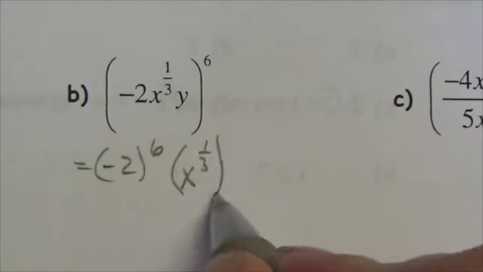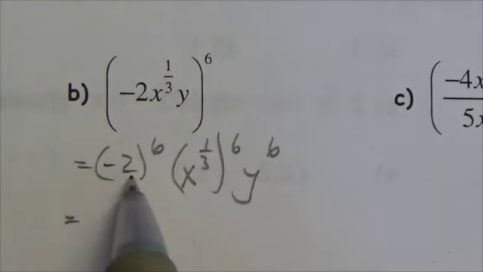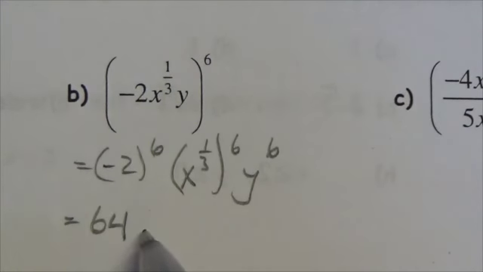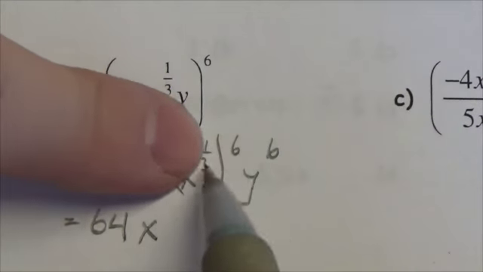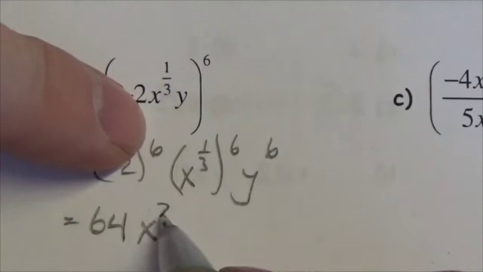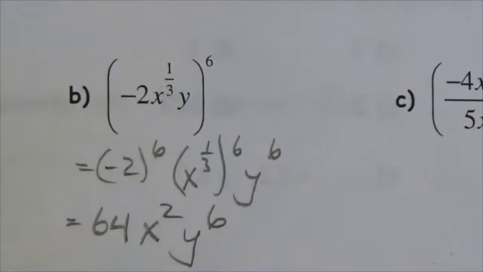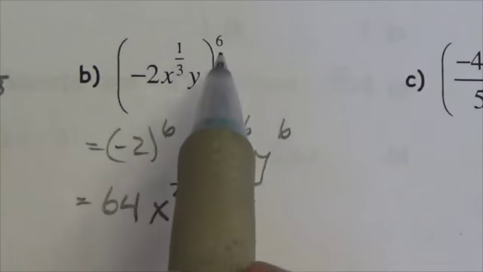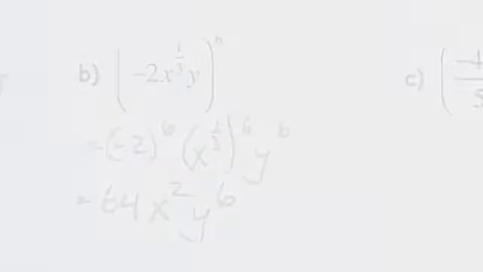x to the 1/3 to the 6th, y to the 6th. Now, negative 2 to the 6th, well, the negative going to an even power is going to go away. It's going to be positive, and 2 to the 6th will be 64. x to the 1/3 to the 6th, I multiply the exponents together, and 1/3 of 6 is just going to be 2, and then we get y to the 6th. Actually, that one didn't require a ton of work, just the knowledge that I'm going to distribute that through, and then again, 1/3 of 6 there is just going to be 2.